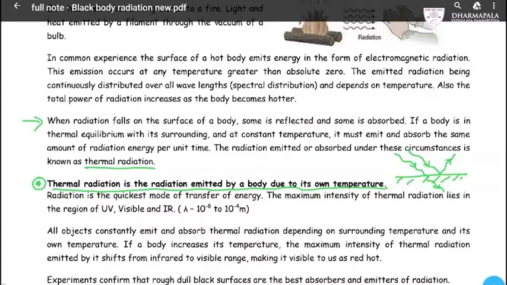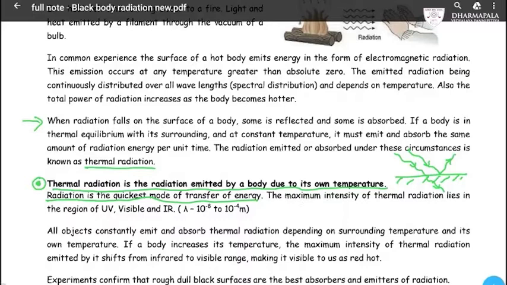Therefore, the hottest known object for us is the sun. Therefore, the sun can emit a lot of thermal radiation, and the maximum intensity of radiation is emitted by the sun. And this is also important. Radiation is the quickest mode of transferring energy. Other than conduction and convection, radiation is the quickest mode of transferring energy.